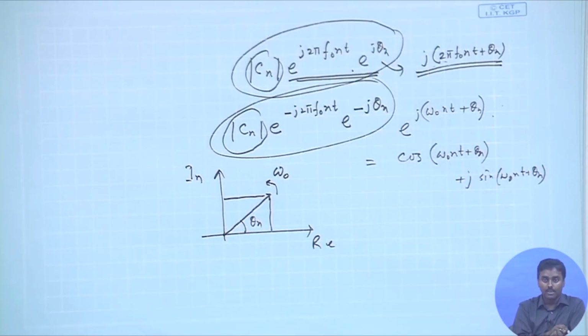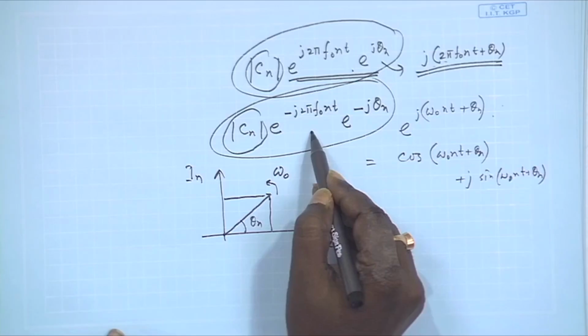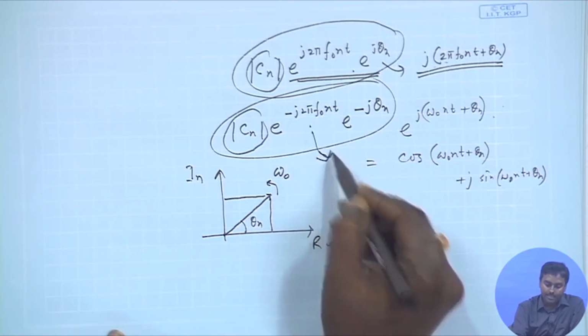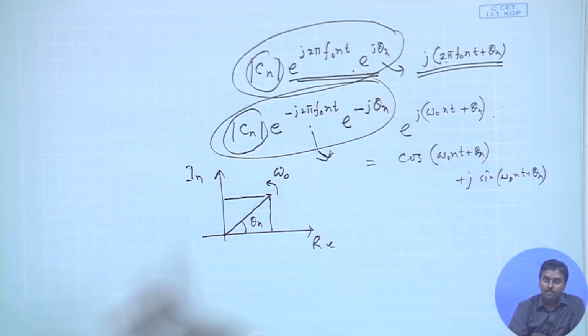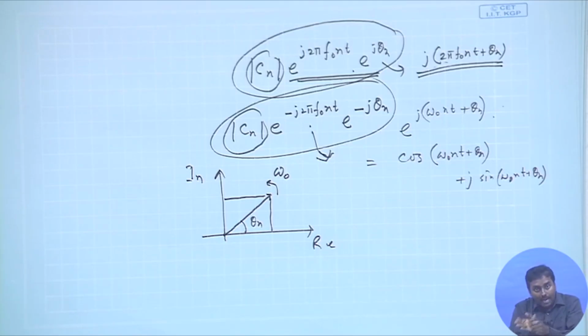Now, what we also know is that in our Fourier series representation there was a positive frequency and a negative frequency. How does that negative frequency look? Negative frequency also has this representation, minus j 2 pi f0 nt plus theta n. It also has that theta n, but it is rotating in the other direction.